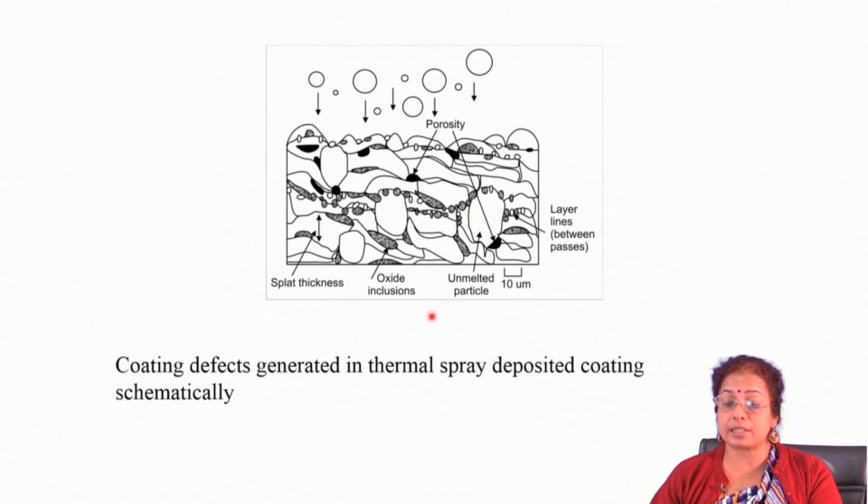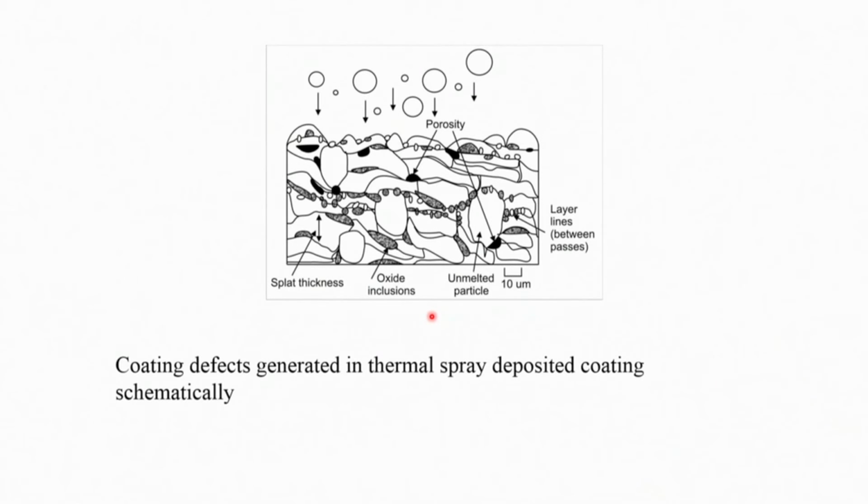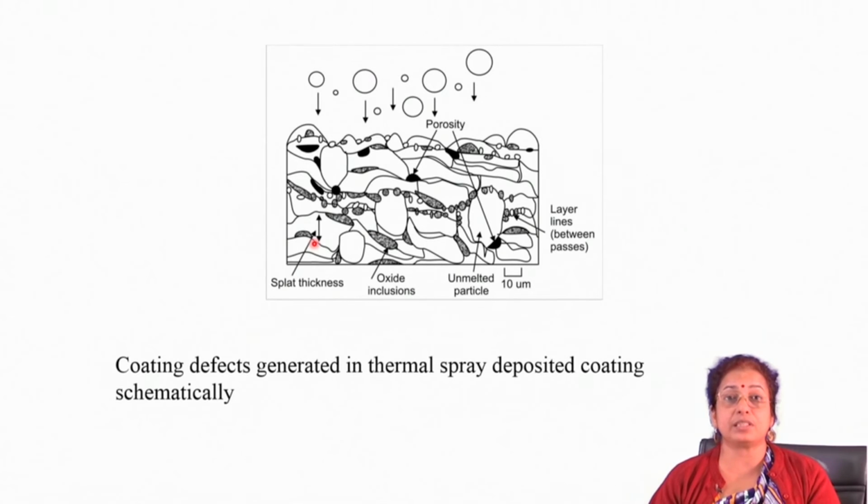This is again the same set of defects shown here: oxide particles, oxide inclusions, some unmelted particles, then layer lines. Splat thickness also is important, because from the splat thickness you get an idea about the coating. Splat thickness depends on several factors, like the amount of heat input, the particle size of the melt, and the rate at which it is flowing.